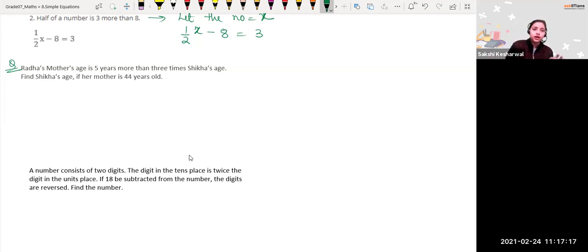Similarly, the same thing follows with ages. So it says that Radha's mother's age is 5 more than 3 times Shikha's age, right? So let's take this. Let the present age of Shikha be x, right?